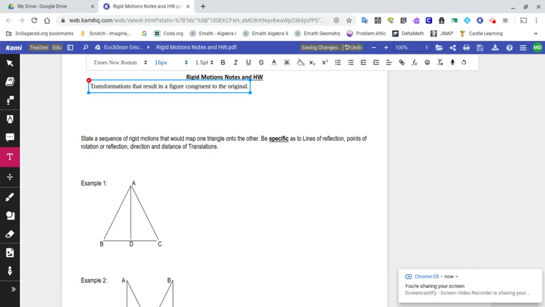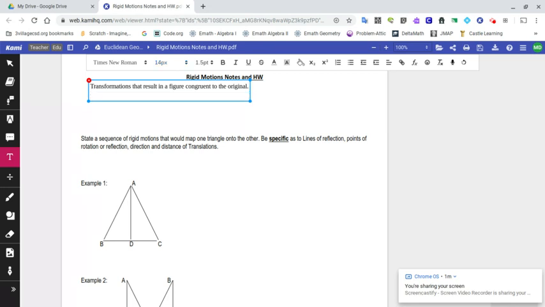If you reflect a figure over a line, that image is congruent to the original. A point reflection, which is the same as a 180-degree rotation, results in a figure that is congruent to the original. The only one that we talked about that is not considered a rigid motion is a dilation, a dilation with a factor other than 1 or -1. That would change the size. It couldn't be a rigid motion. It won't be congruent to the original.